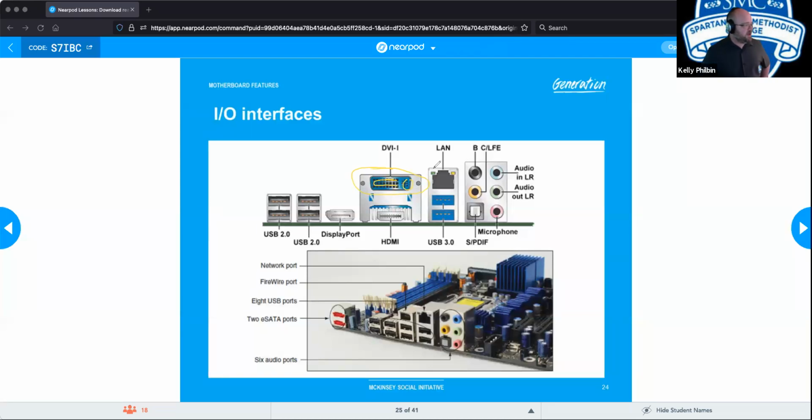Then we have our RJ45 or LAN connection, local area network, to go to the internet. We have our fiber optic audio that Mark pointed out for us yesterday, and then our other audio visual connectors as well, right here. Any questions with regards to connectors? Just two more I've got to go over real quick.